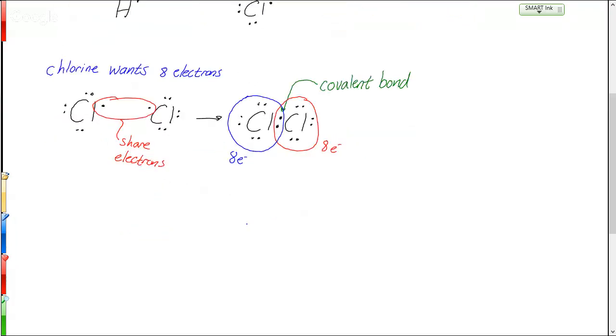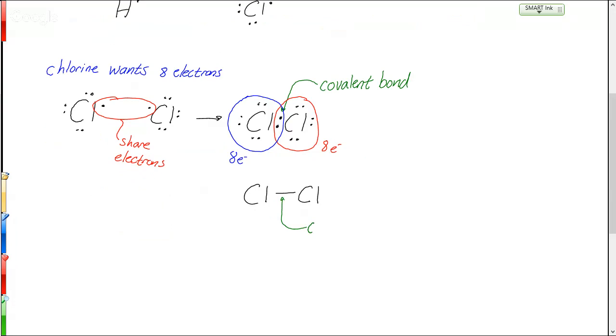Now, we might use these dots to figure out how that's going to work, but when we draw it, we usually don't use the dots. We usually use a line. So a lot of times you'll see molecular compounds written like this, with a line in between them. And that line is the same thing.